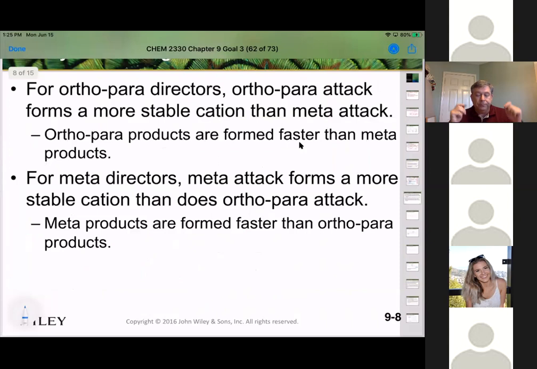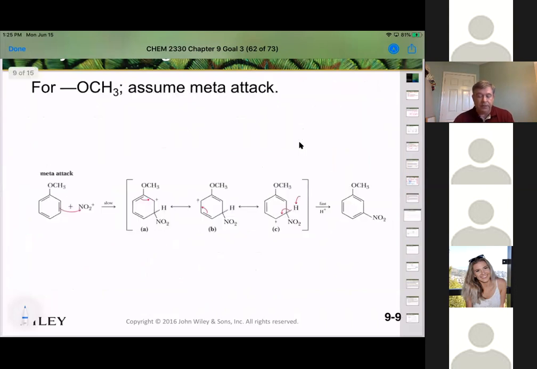Okay, so the reason ortho-para-directors work is that the ortho-para attack creates the more stable cation than the meta attack, okay? And the reason meta-directors work is the meta attack forms the more stable carbocation, the three resonance structures, than with an ortho-para attack. So let's look at that in a little more detail.